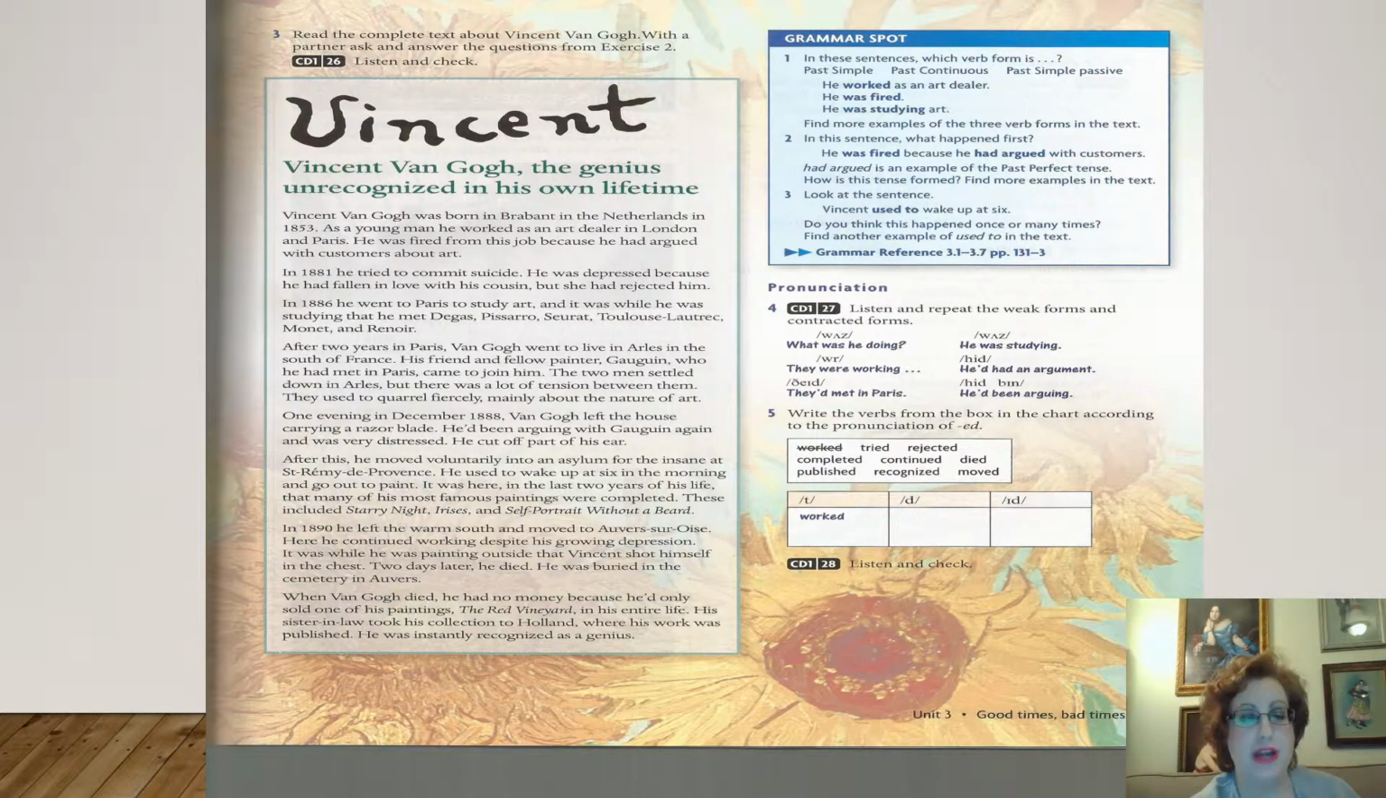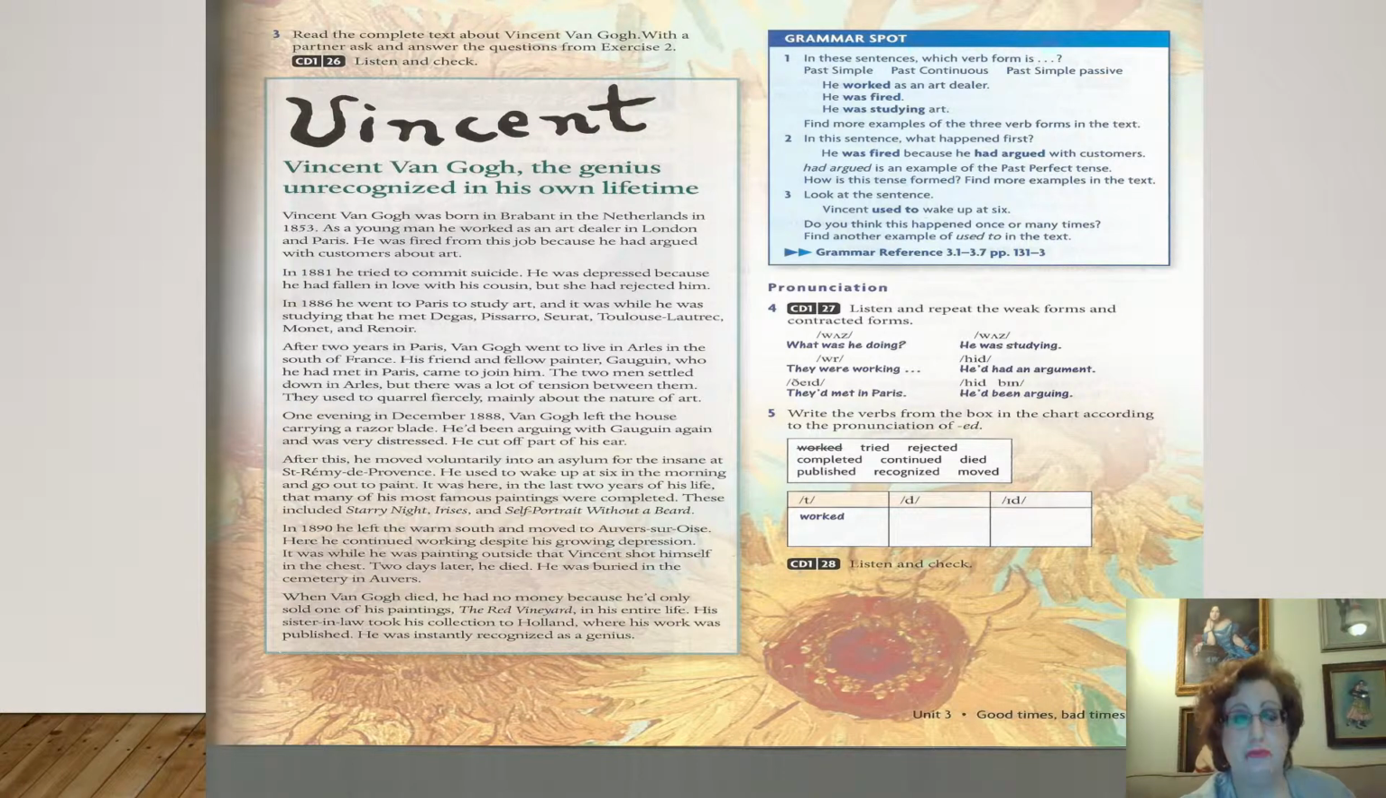After 2 years in Paris, Van Gogh went to live in Arles in the south of France. His friend and fellow painter Gauguin, who he had met in Paris, came to join him. The two men settled down in Arles, but there was a lot of tension between them. They used to quarrel fiercely, mainly about the nature of art. One evening in December 1888, Van Gogh left the house carrying a razor blade. He'd been arguing with Gauguin again and was very distressed. He cut off part of his ear.